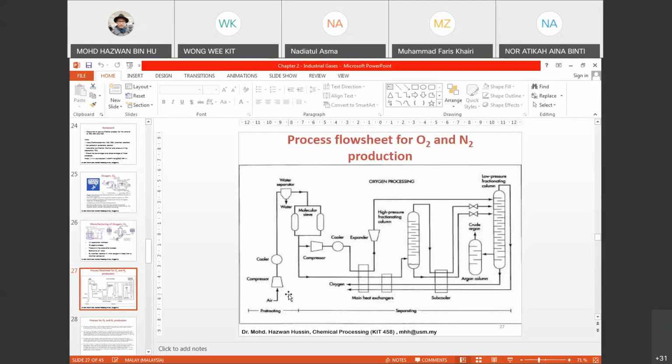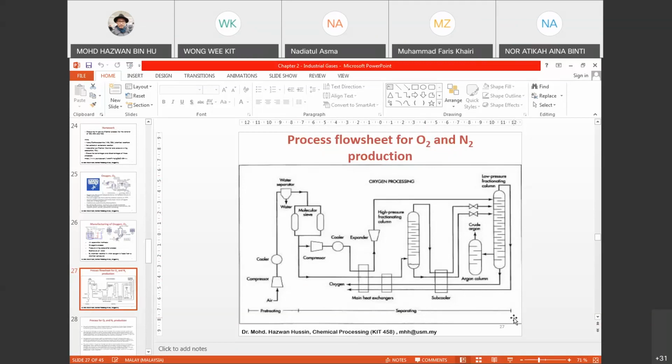The type of sieve normally used is zeolite. This is where the PSA, pressure swing adsorption, process is applied. So it separates the gas and then goes into the compressor again, where it will be compressed and cooled before it is expanded. You'll see that over here it will separate nitrogen, and over here it will separate oxygen. So oxygen goes into the high pressure fractionation column and then into the low pressure fractionation column. And finally, you can get oxygen and also nitrogen.